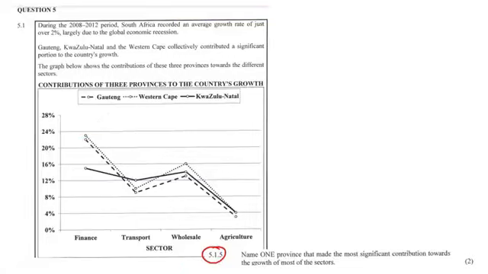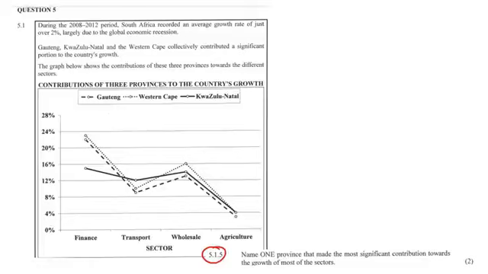Okay, now for this question, it says, name one province that made the most significant contribution towards the growth of most of the sectors. Let me just read that again. Name one province that made the most significant contribution towards the growth of most of the sectors. So what I would look for here is, let's just quickly try to understand this.